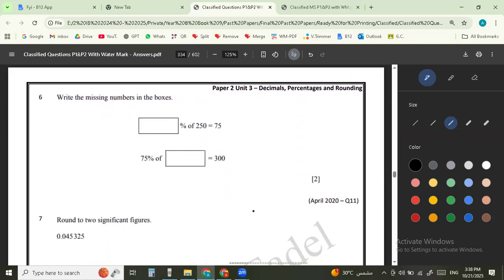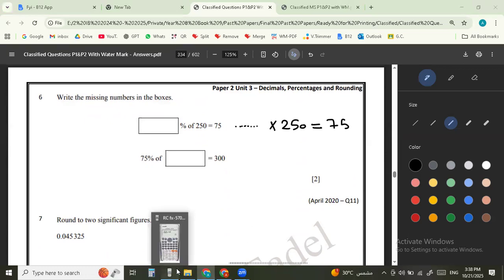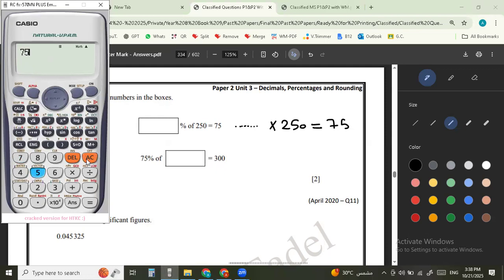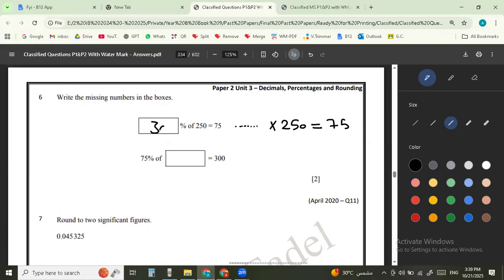Here, they're saying to you, what percent of 250 equals 75? Mister, this is very simple, as if they're saying to me, what times 250 equals 75? I'm going to do 75 divided by 250. Okay, let's do it. 75 divided by 250. Is that it, mister? Not really. Why? Because they want the percentage. If they want the percentage, then you're going to multiply by 100, which equals 30% exactly.